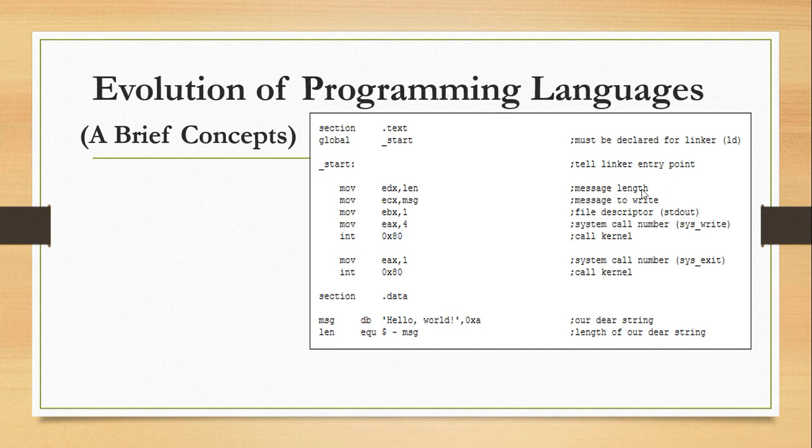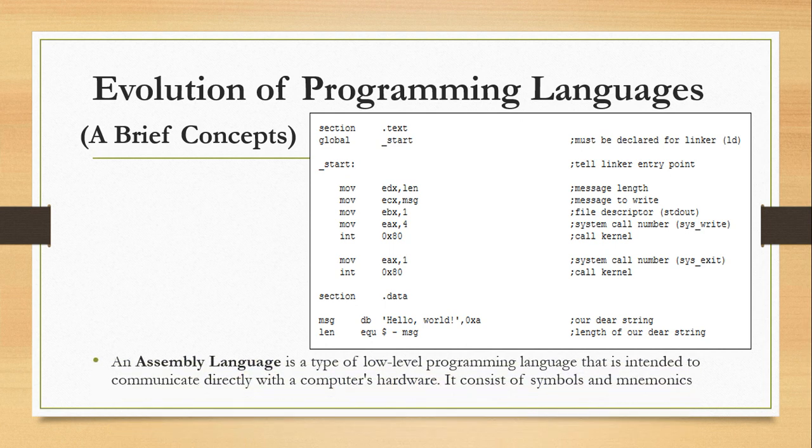Now for the record, where we were defining assembly language: assembly language is simply a type of low-level language that is intended to communicate directly with the computer's hardware. It consists of symbols and mnemonics, like I said before. You can see that the assembly language is also a low-level language. Now why is it a low-level language? Why is it not categorized as maybe a middle-level language or something like that?